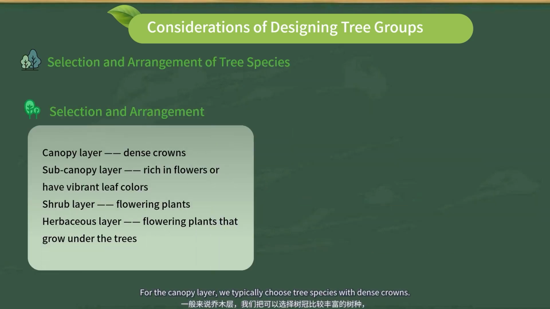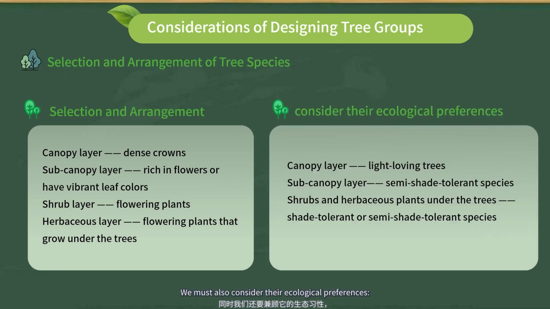For the canopy layer, we typically choose tree species with dense crowns. For the sub-canopy layer, species that are rich in flowers or have vibrant leaf colors are preferred. The shrub layer is usually dominated by flowering plants, while the herbaceous layer focuses on flowering plants that grow under the trees. We must also consider their ecological preferences.